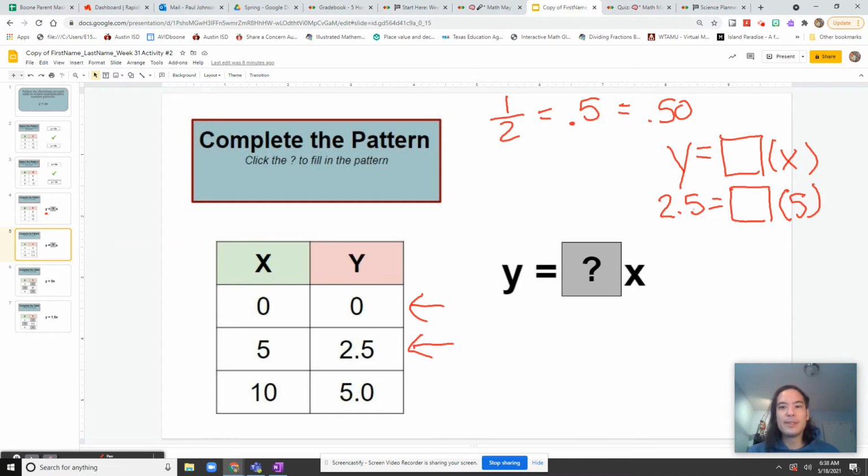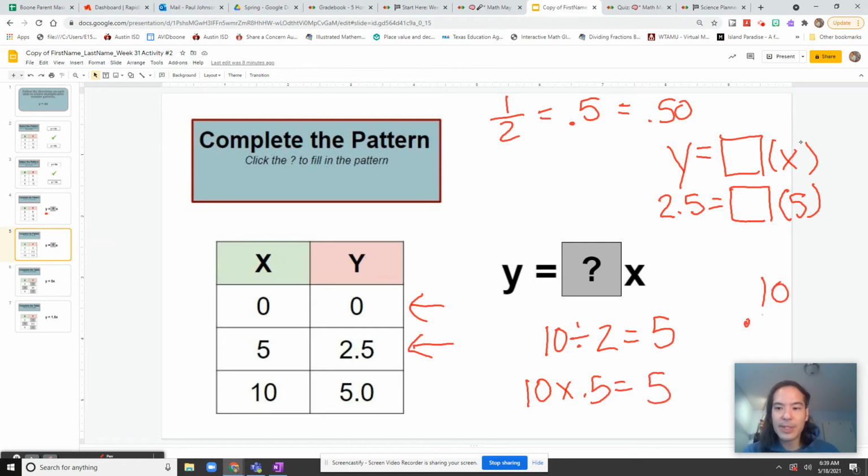Okay, this is the part where we're really going to have to think about what we've learned about decimals this year. So multiplying times 5/10 is the same thing as dividing by 2. All right, so what I mean by that is 10 divided by 2 is equal to 5, right? 10 times 5/10 is also equal to 5, right? And if you're wondering how is 10 times 5/10 equal to 5, there we go.